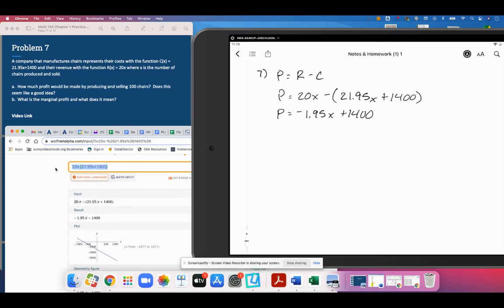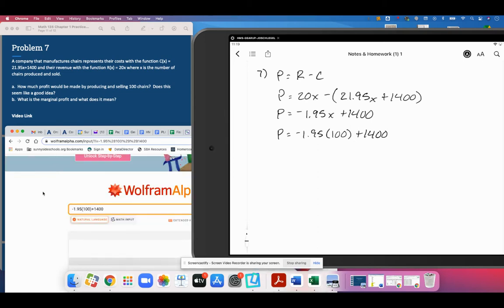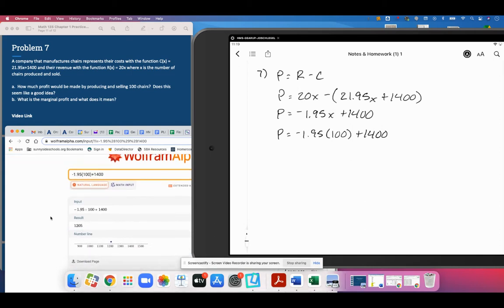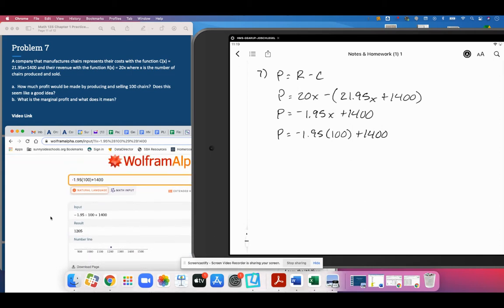But for the first part here, now that we have a profit function, we are going to go ahead and figure out how much profit will be made by producing and selling 100 chairs. So we're going to go ahead and replace x in our function with 100. Did we get a plus 1400? No, that should be minus 1400. Sorry, everyone. My bad. That should definitely say minus 1400.